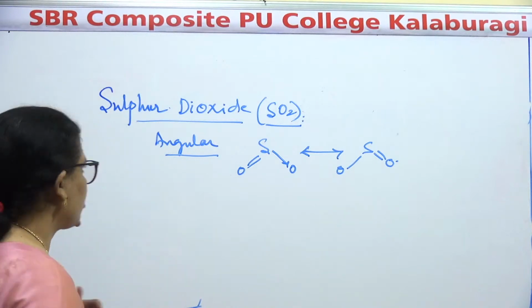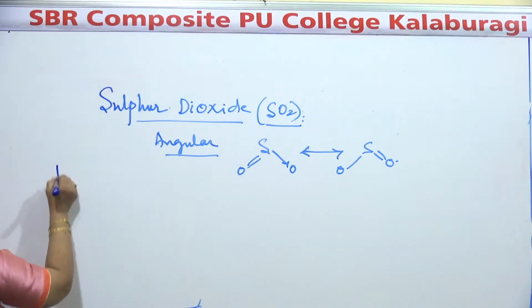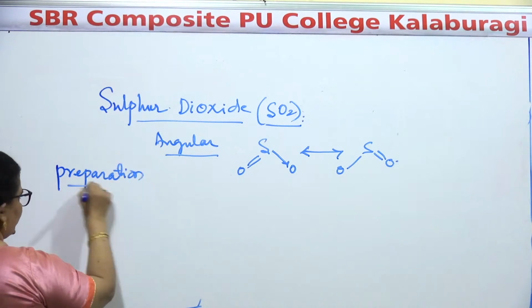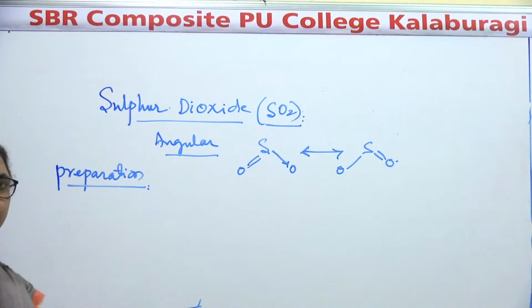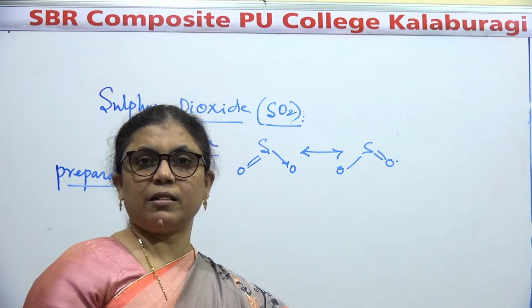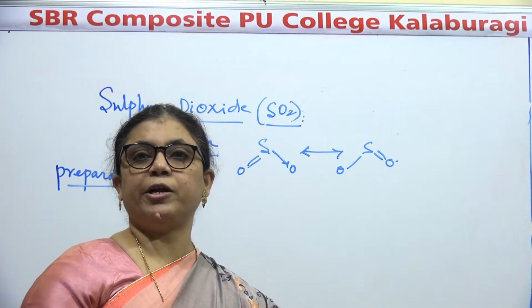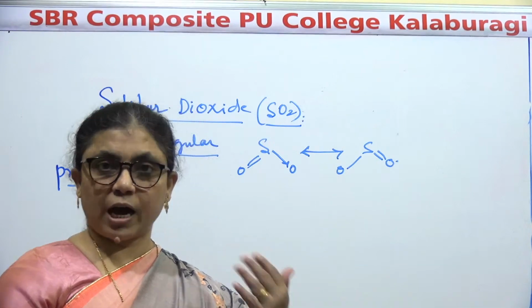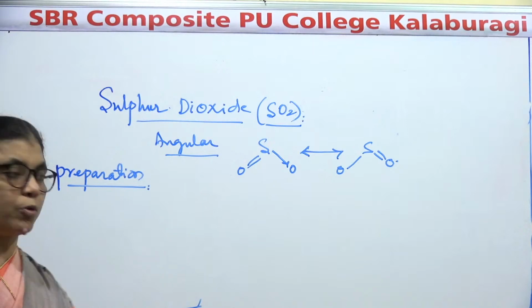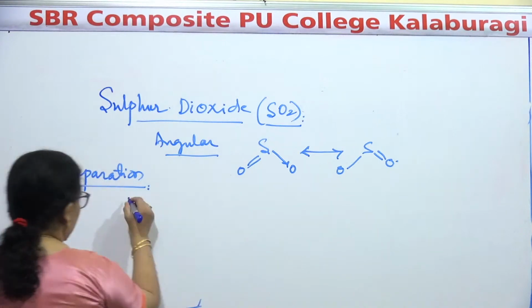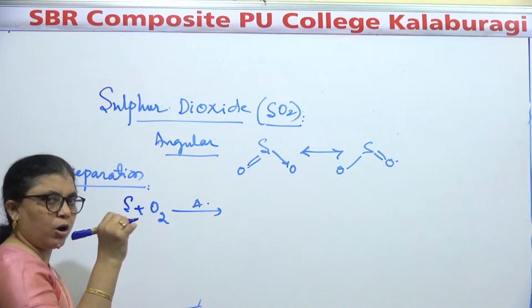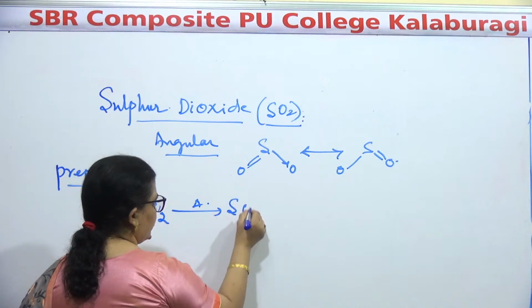Let us move to the topic sulfur dioxide, methods of preparation. Preparation is very simple: sulfur dioxide is prepared by burning elemental sulfur, or we can take any sulfide ore like copper pyrite or iron pyrite, which on burning will produce sulfur dioxide. Elemental sulfur on combustion will produce sulfur dioxide.